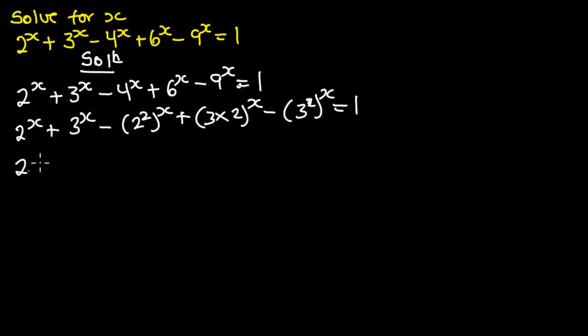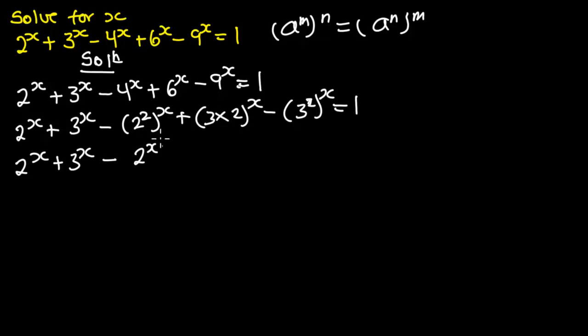Now from here we are going to have 2^x + 3^x minus, and then we are going to use this property: when we have (a^m)^n, this is equal to (a^n)^m. We can interchange the exponents, and so we are going to do the same over here. We interchange the exponent to get (2^x)^2 plus, and over here we can distribute the exponent to get 3^x multiplying 2^x minus, and then over here we use the same property to get (3^x)^2 equal to 1.